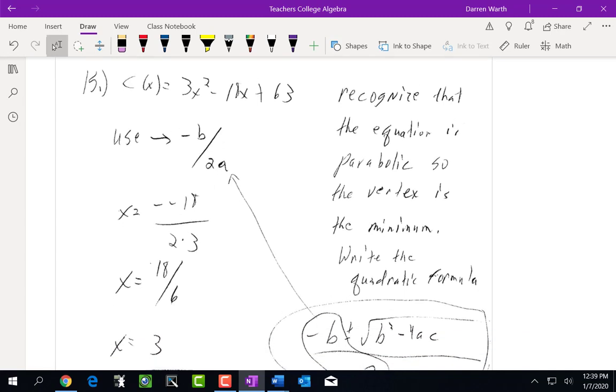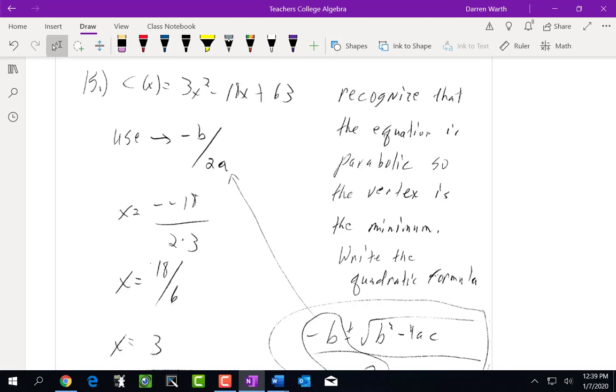It says C of x, the cost in millions of dollars for a company to manufacture x thousand automobiles is given by the function C of x equals 3x squared minus 18x plus 63. Find the number of automobiles that must be produced to minimize the cost.